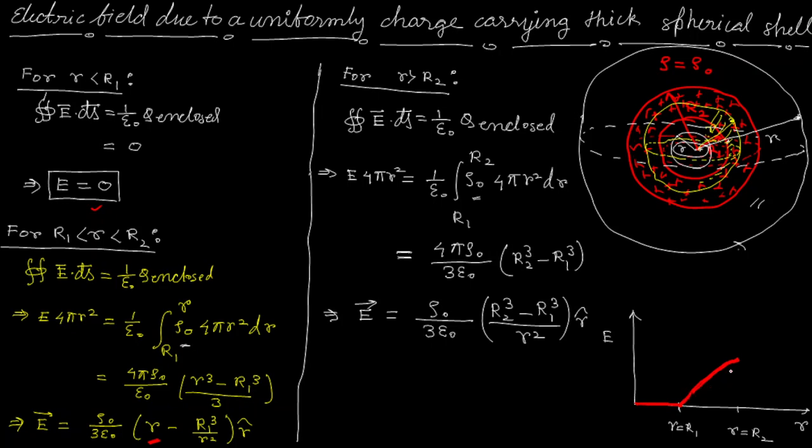And then when you cross r2, outside, the electric field will vary like 1 by r square. So the electric field will start to decrease with distance as 1 by r square. So it will fall like this. Okay, so this will be the variation of electric field for different cases. Up to r1 it is 0, between r1 and r2 it will increase like this, and then greater than r2 it will decrease like this.